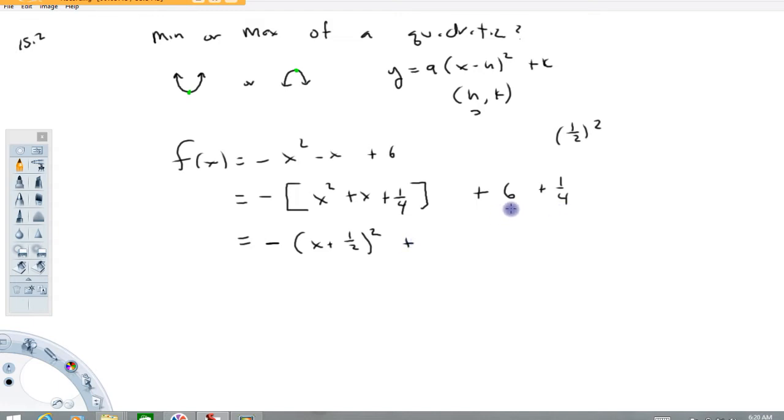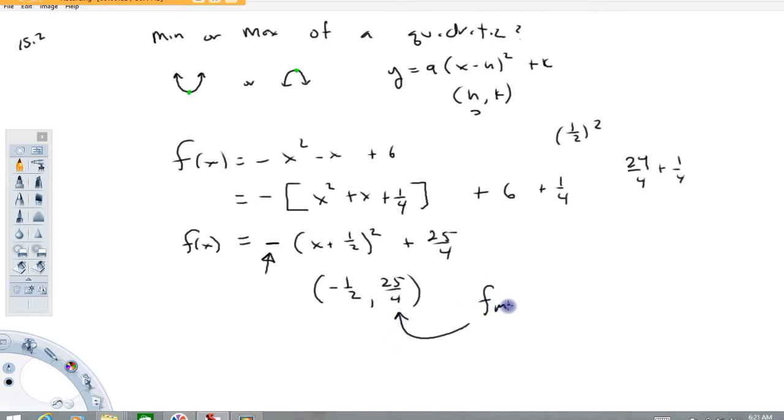And looking right here, now 6/4 and 1/4, I'll just do this off to the side. That's 24/4 plus 1/4, 25/4. Okay, so we've got a lot of information about our parabola now. One, it opens down because of this. The coordinates of the vertex are minus 1/2, 25/4. So the maximum value is this guy right here. I'll put F max is 25/4, the highest value on the parabola.